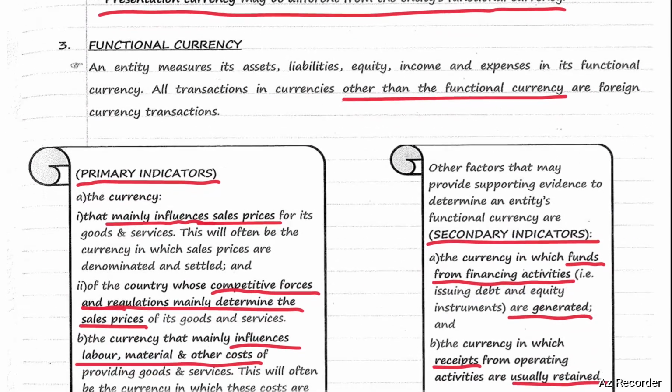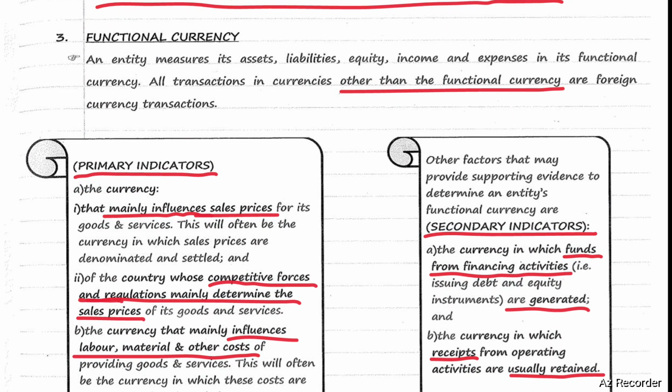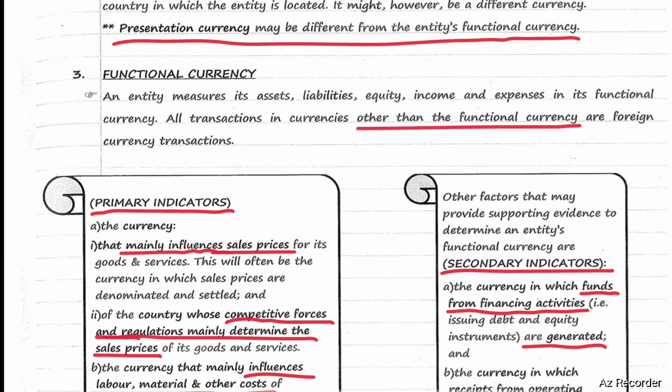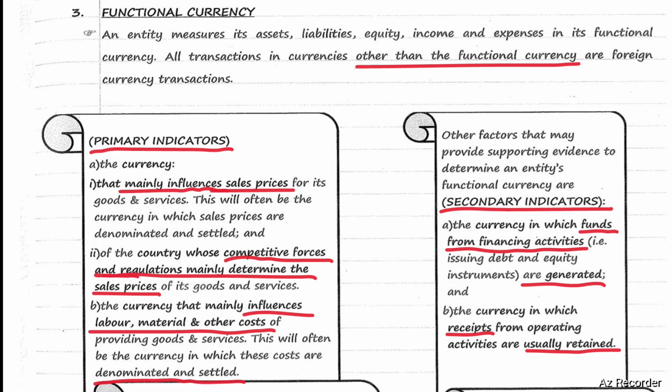Functional currency. An entity measures its assets, liabilities, equity, income, and expenses in its functional currency. All transactions in currencies other than the functional currency are foreign currency transactions. There are certain indicators for determining the functional currency. First, primary indicators. Second, secondary indicators.